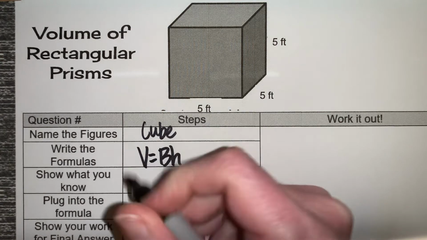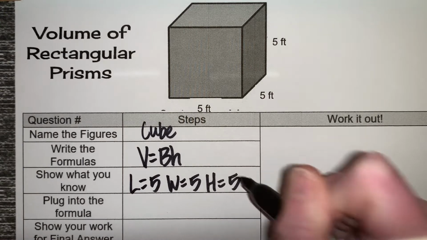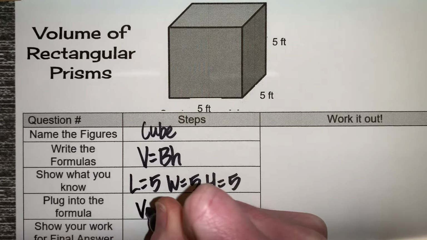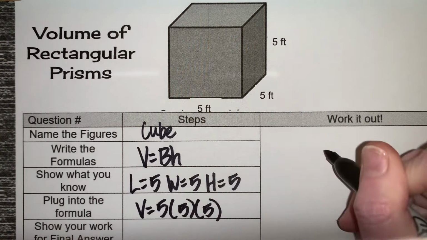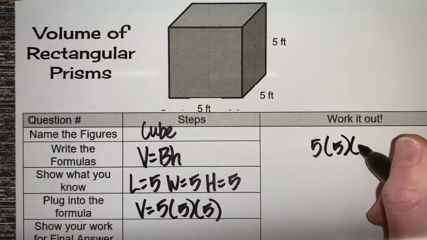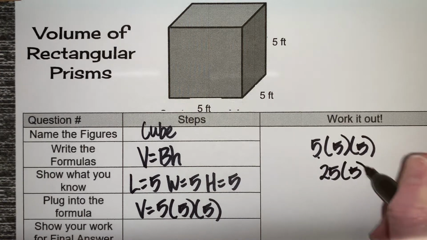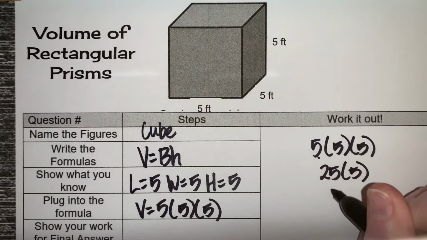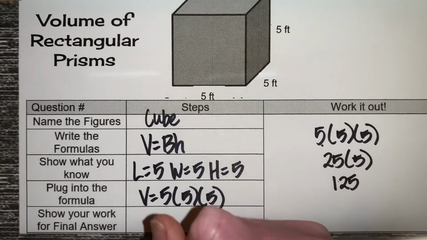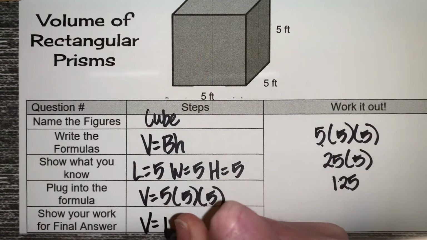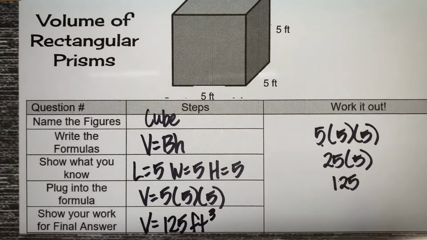We know the length is 5, the width is 5, and the height is 5. Plug it into the formula, 5 times 5 times 5. We work it out. 5 times 5 is 25. And 25 times 5 is 125. So the volume of this rectangular prism or cube would be 125 feet cubed.